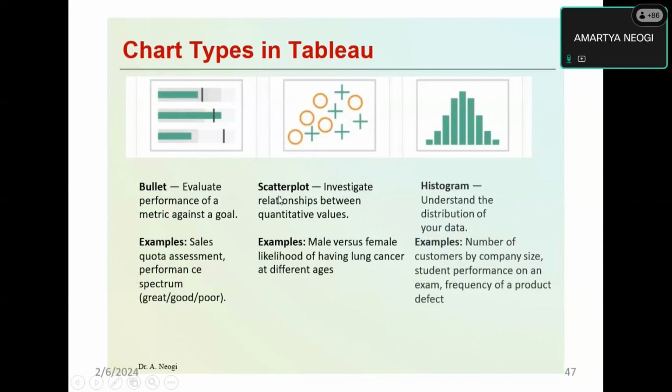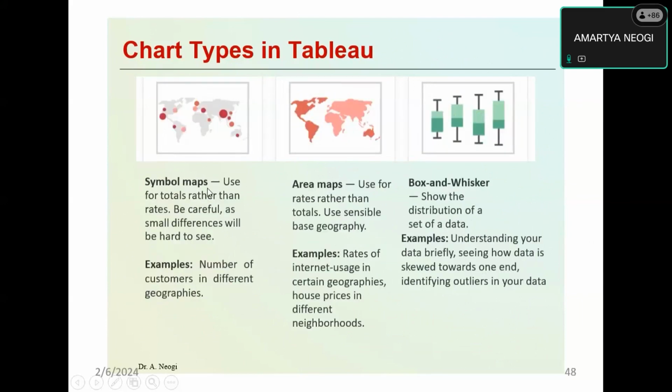performance spectrum, etc. Scatter plot is there, to investigate the relationship between quantitative values, like male versus female likelihood of lung cancer at different ages. This is a histogram. We can have a symbol map also as a chart, used for totals rather than rates, such as the number of customers in different geographic areas. So in a worldwide map we can find that out. Area map is also there, used for rates rather than totals, or sensible geographical bases, such as the rate of internet usage in a certain geography.